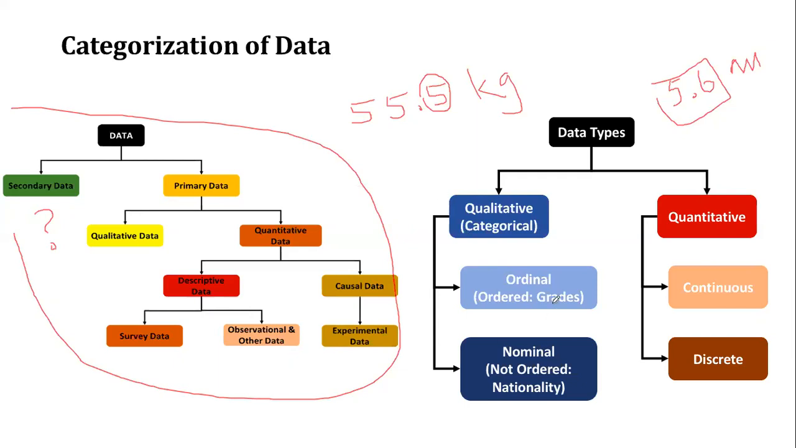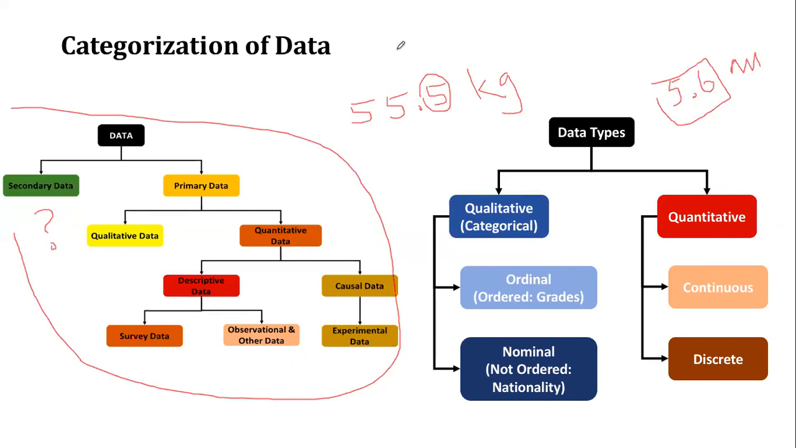Under qualitative, we have ordinal, where we can order, right? If it is grades A, B, C, D, E, we can order. If it is nationality, we can't order. Let's say Sri Lankan, British, American, there is no sense in ordering it.